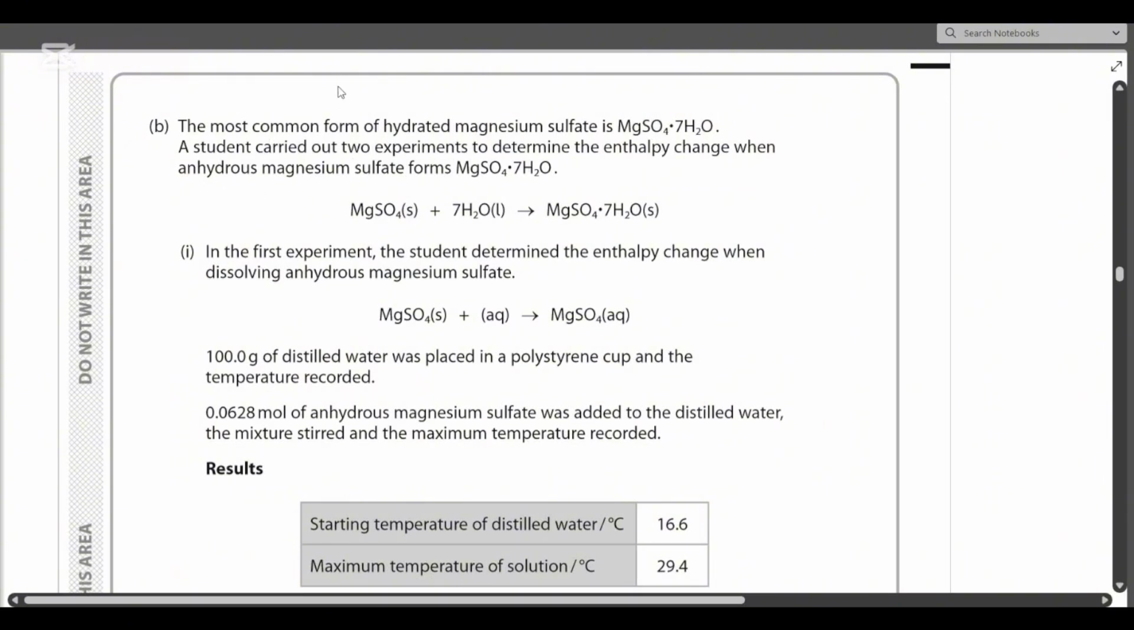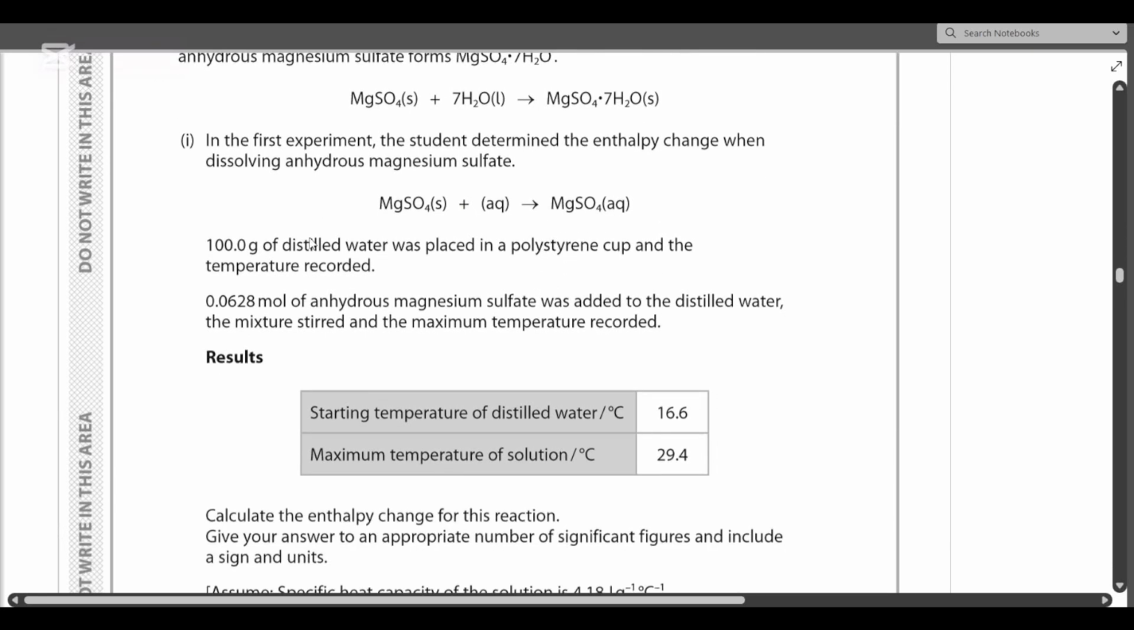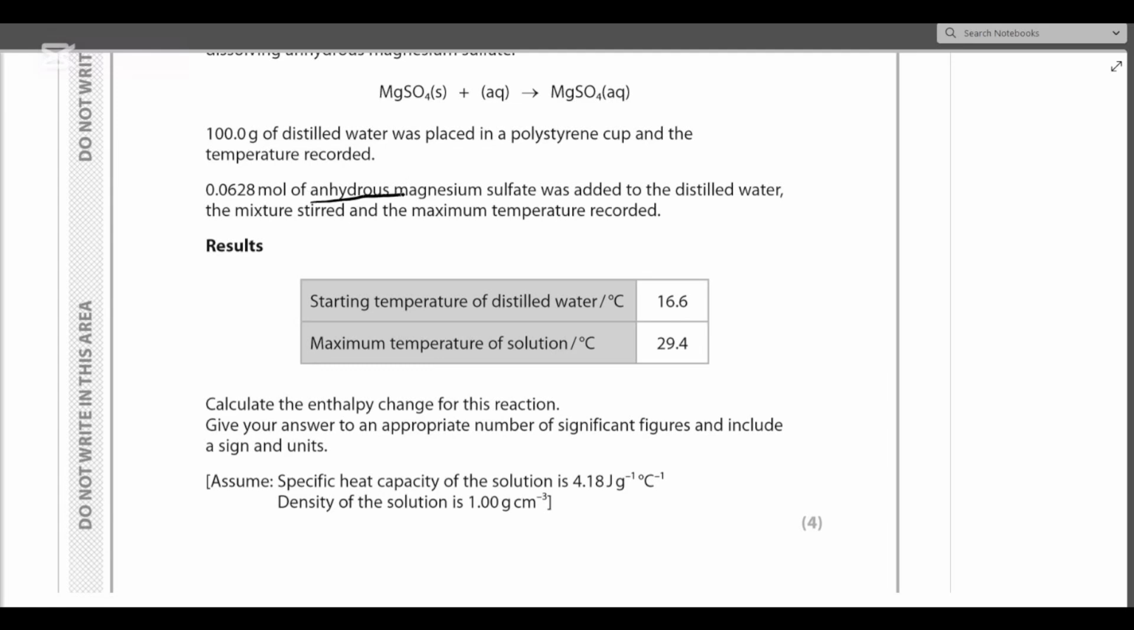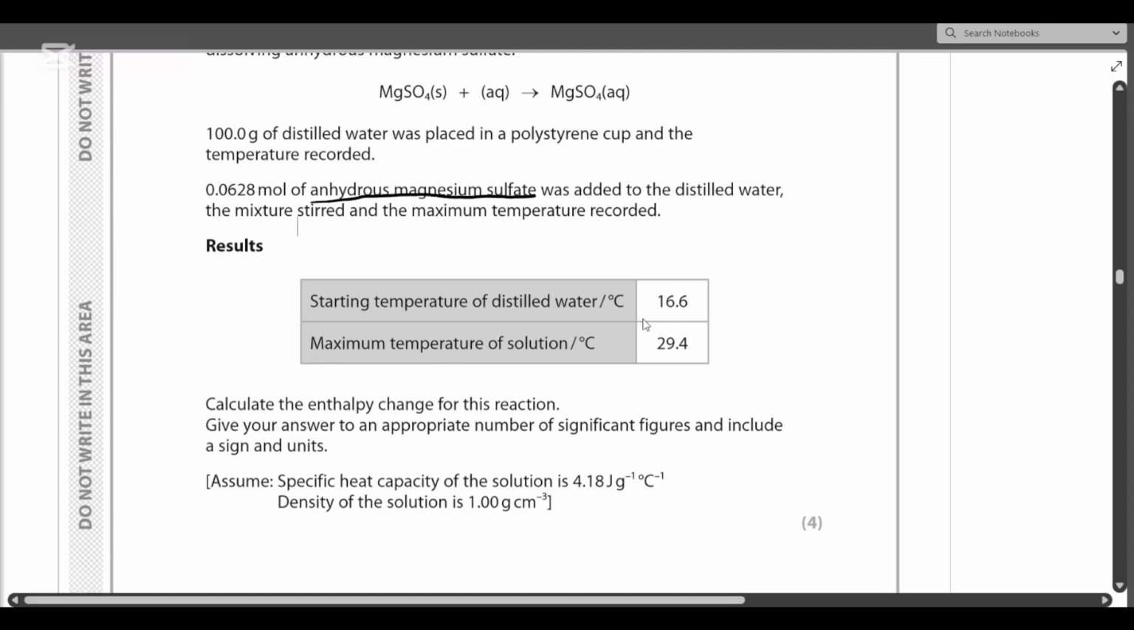Now, the student carried out 2 experiments to determine the enthalpy change and the values. In the first experiment, the student determined the enthalpy change when dissolving anhydrous magnesium sulfate. And the data is provided where you see the 100 gram of distilled water is placed in a polystyrene cup, and the temperature was recorded. The results were provided with the starting temperature, while 0.0628 moles of anhydrous magnesium sulfate was added. The mixture was stirred and the maximum temperature was recorded.